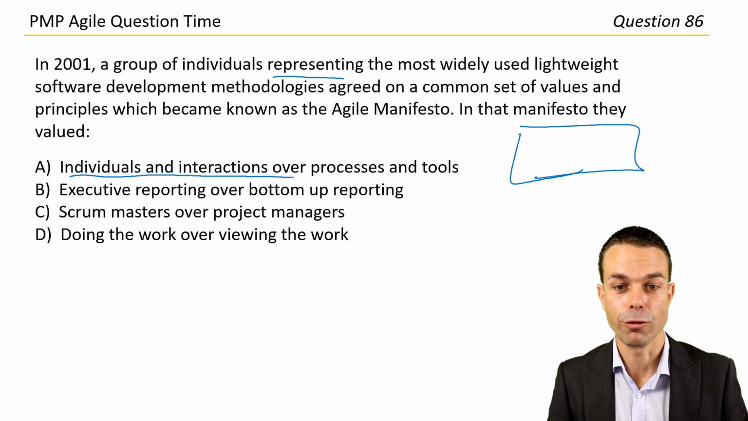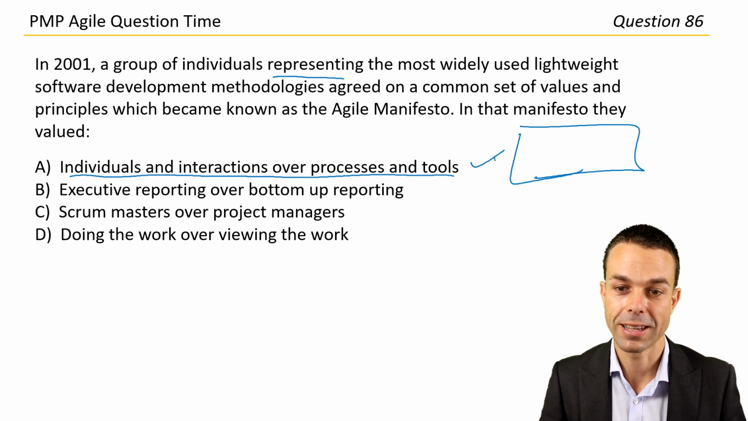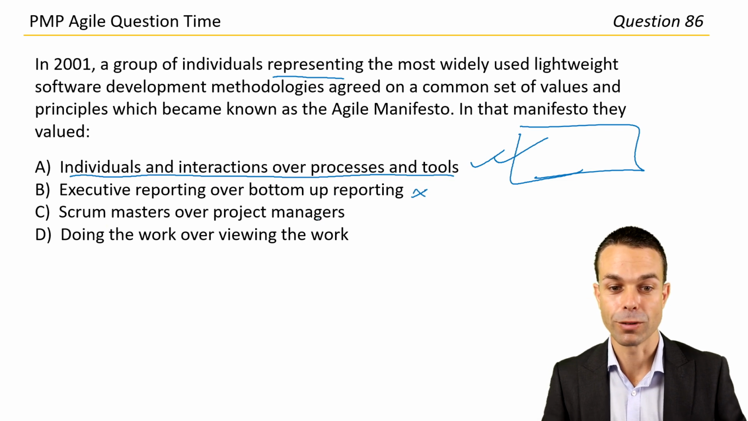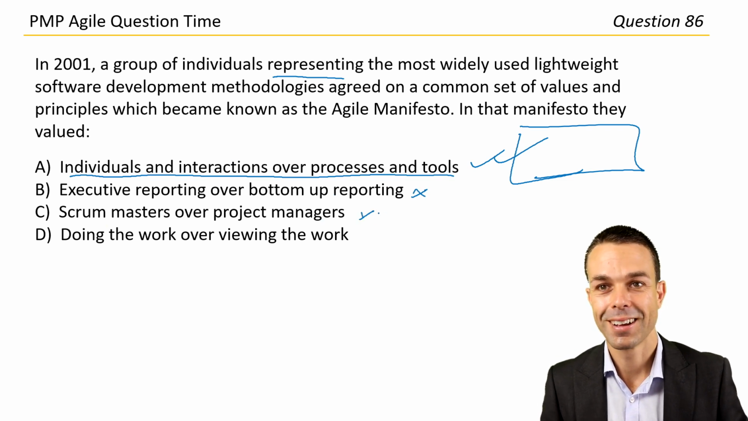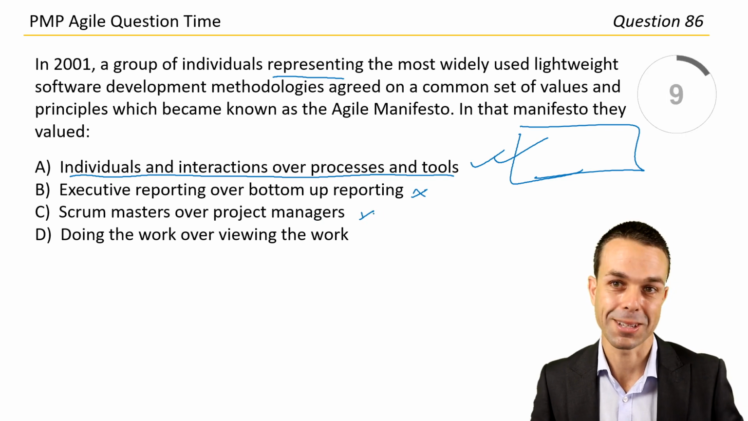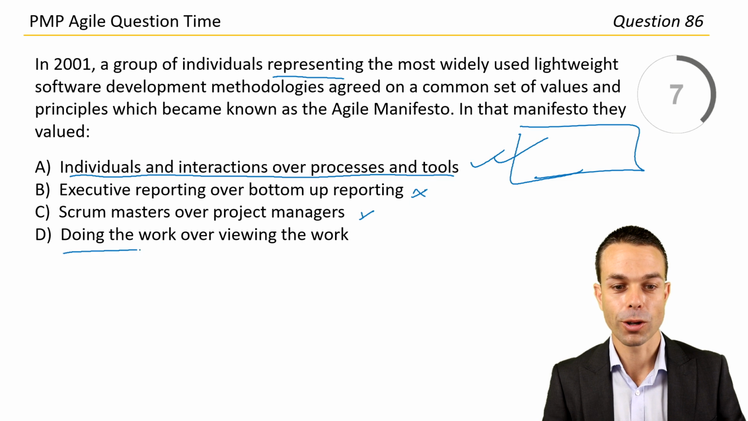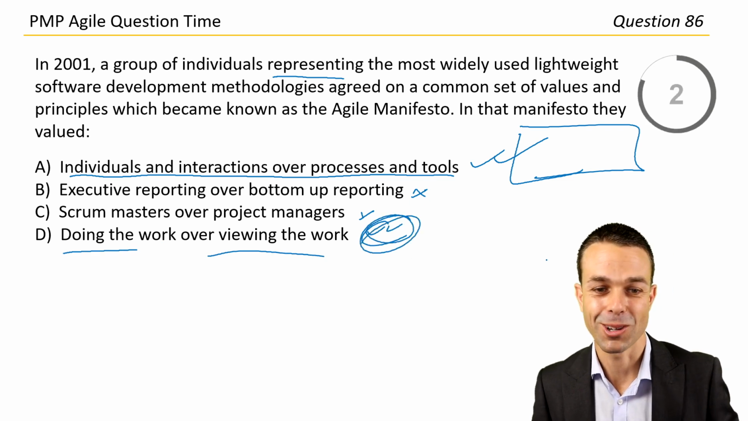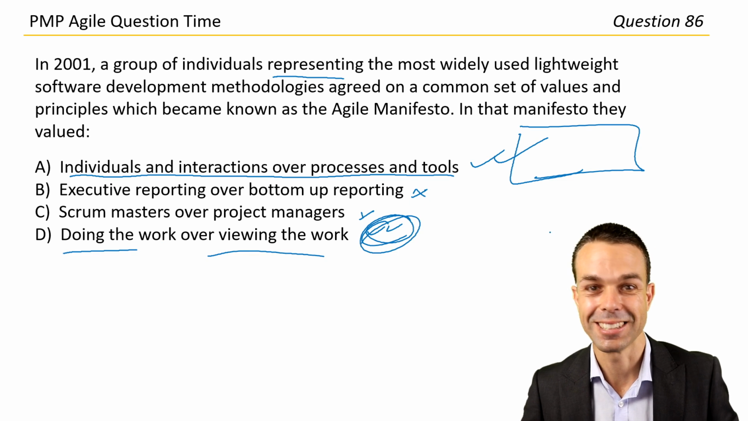Individuals and interactions over processes and tools. Definitely that one. Executive reporting over bottom-up reporting. Scrum masters over project managers. Yeah, the name doesn't matter, but the function and what we do actually matters. Doing the work over viewing the work. That sounds nice, but that's not part of our Agile manifesto. So let's go with answer A here, nice and easy.